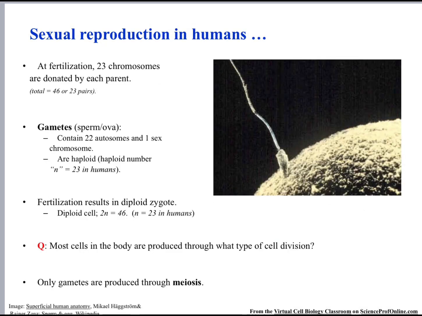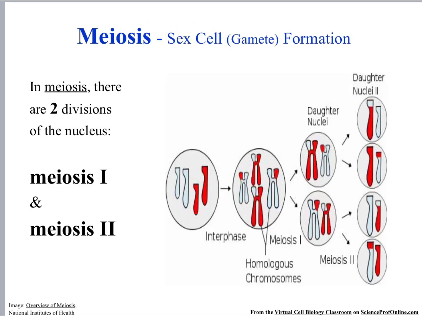Next is sexual reproduction in humans. At fertilization, 23 chromosomes are donated by each parent, for a total of 46, or 23 pairs. Gametes, the sperm or ova, contain 22 autosomes and 1 sex chromosome, are haploid, and the haploid number N is equal to 23 in humans. Fertilization results in a diploid zygote. The diploid number 2N equals 46, and N equals 23 in humans.